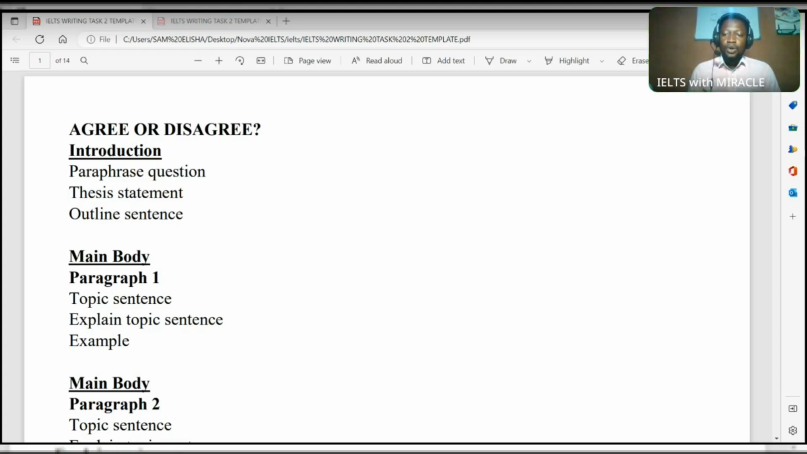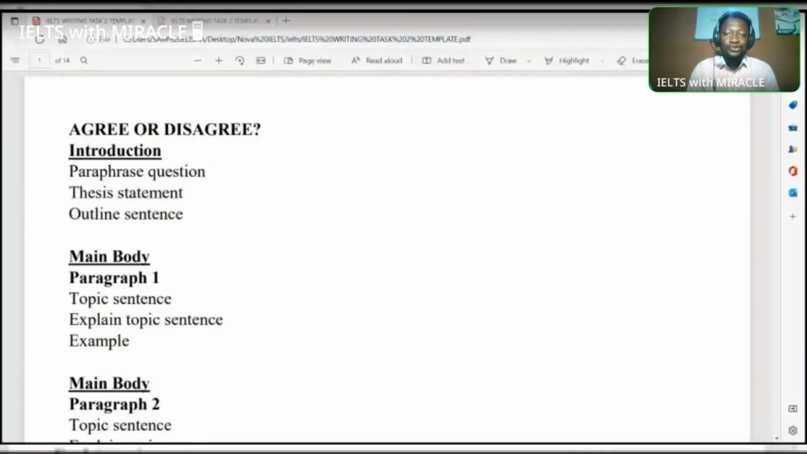All right. So the third kind of question is what we call the two-part question. And I'm going to show you all of these questions, varieties of these questions, and the structure you would use to respond to them. Like I said earlier, I have a template for each of these types of IELTS writing task 2, and there is a structure to it. All you need to do is follow the structure.